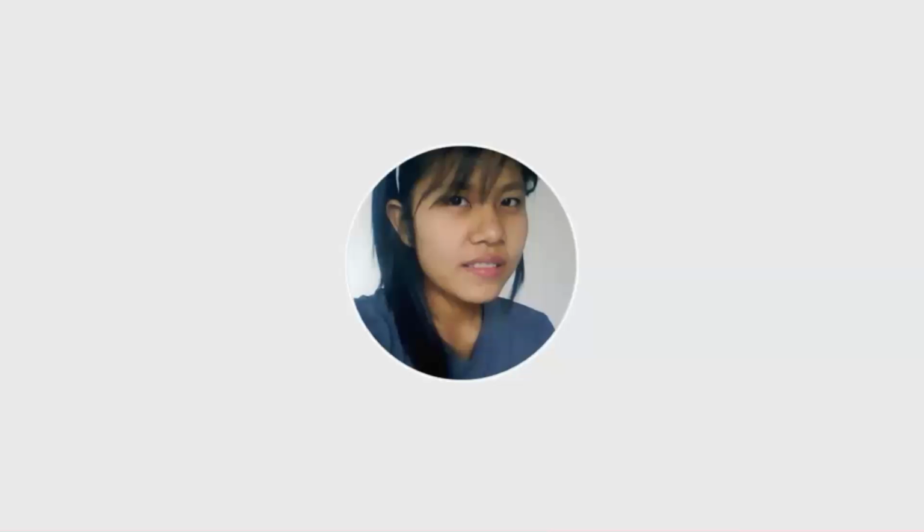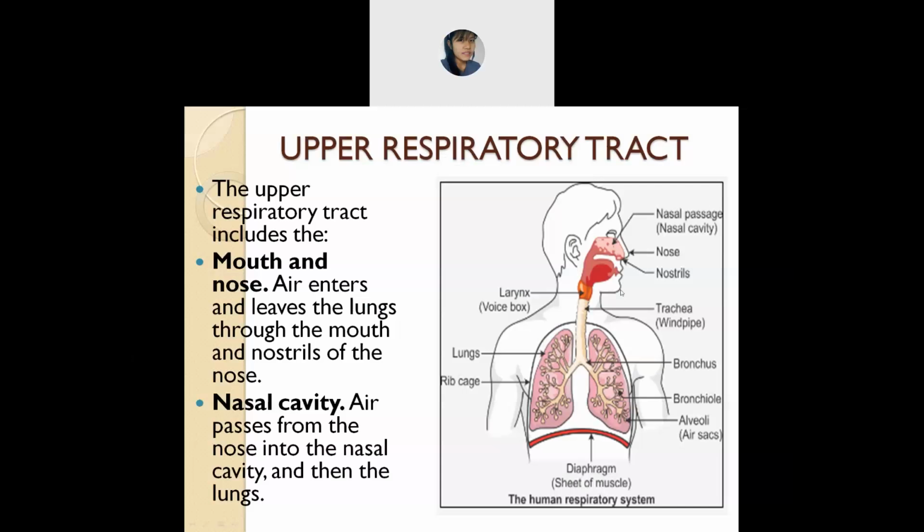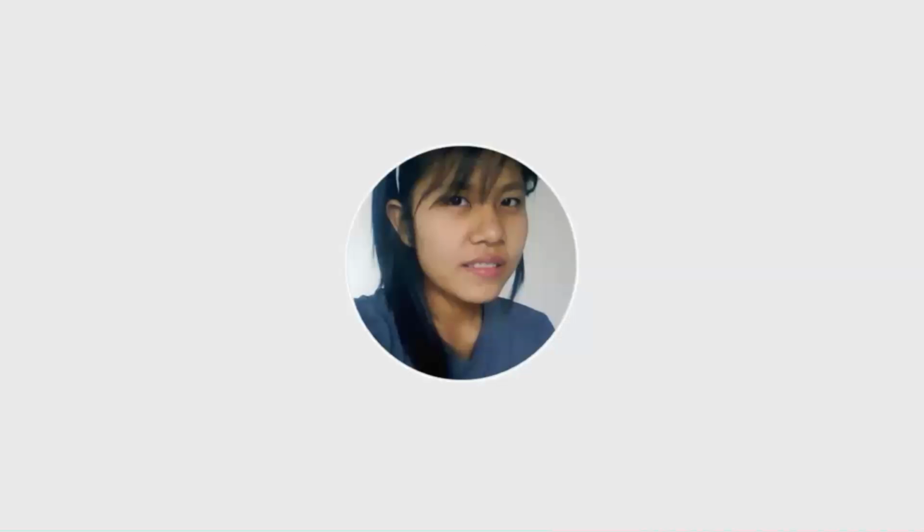Next is upper respiratory tract. So in the upper respiratory tract, what will you find? You'll find mouth and nose. So this is mouth and this is your nose. So what happens here inside your mouth and nose? The air will enter inside it, so that they will go and give it to the lungs. Understand? From the nose and the mouth, the air enters inside it.